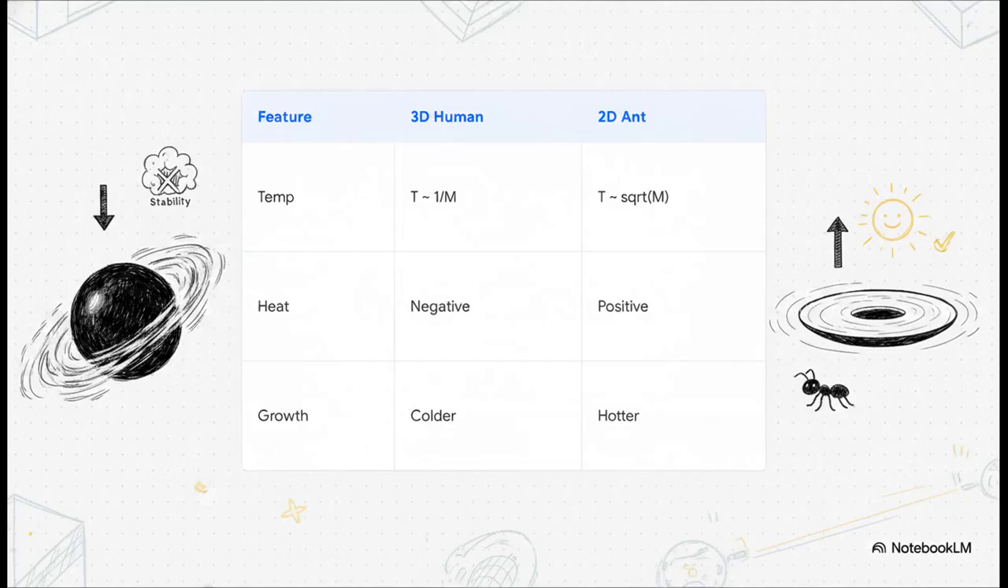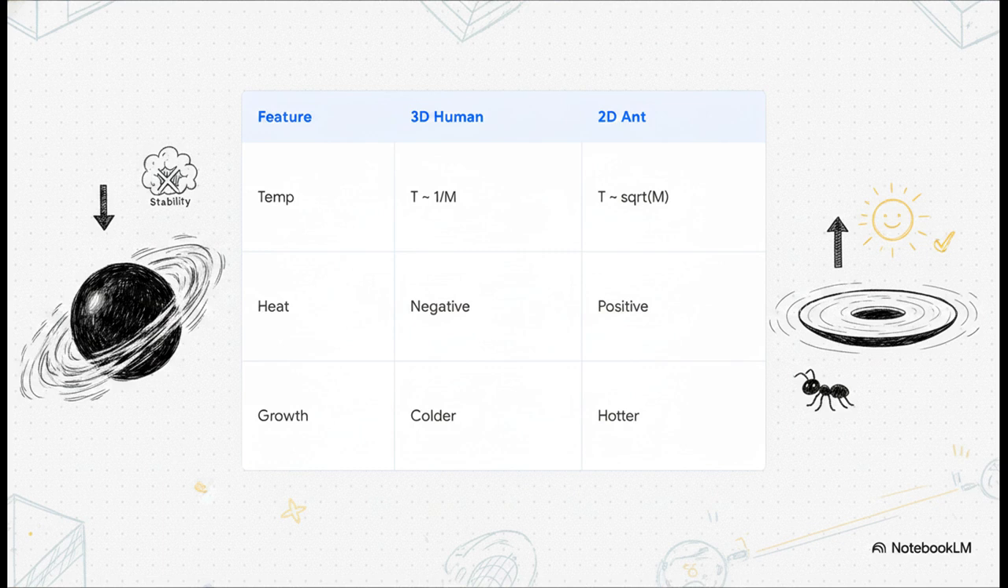To put these features side by side here, we see the thermodynamics of these two universes are exact opposites. In 3D, temperature is proportional to the inverse of mass. This negative specific heat means a standard black hole sitting in a vacuum is thermally unstable. If it loses a tiny bit of mass to Hawking radiation, it gets hotter, which makes it radiate faster, losing more mass, getting even hotter, until it eventually evaporates faster and just explodes.